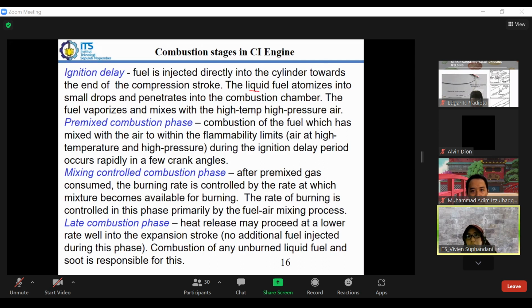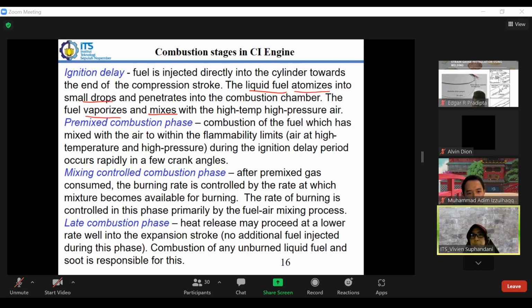So when it's injected, it will be atomized into small drops, into droplets. Initially it's in the fuel flow, as a continuous flow, then it's atomized, becomes droplets, and then it penetrates into the combustion chamber. And afterward, it will have a mixing, the fuel vaporizes. So there is a process of atomization into droplets, and then vaporization and mixing with the air. So there are basically three mechanisms occurring in the ignition delay.